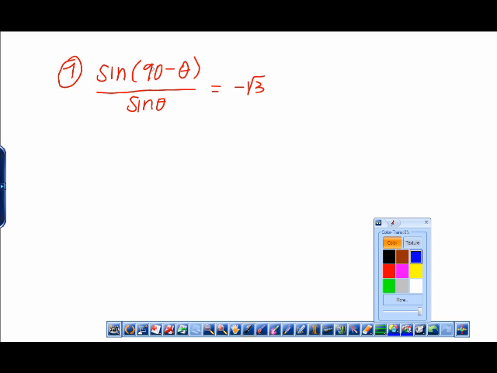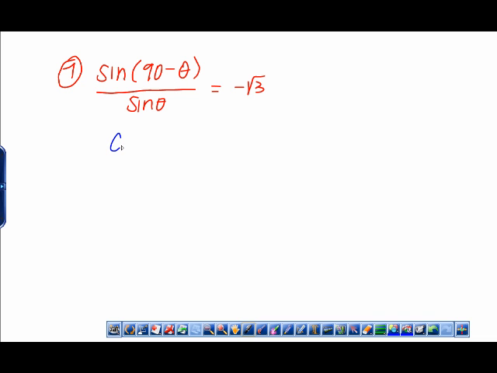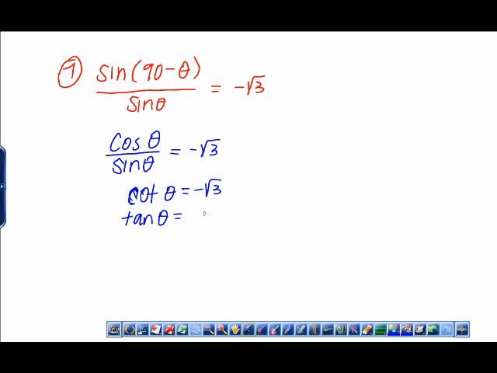On your identity sheet it probably says pi over 2 minus x. So what is sine of 90 minus theta? That's cosine of theta. Now what do you have? You have cotangent. So cotangent of theta is equal to negative root 3, which is very similar to tangent of theta is equal to negative 1 over root 3.